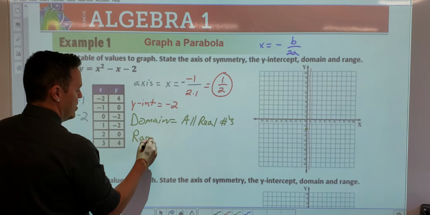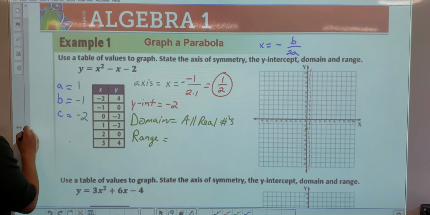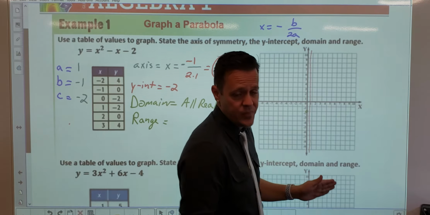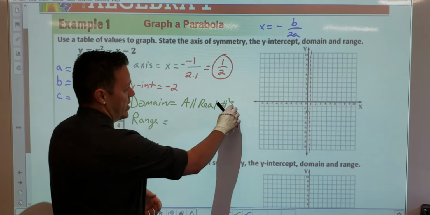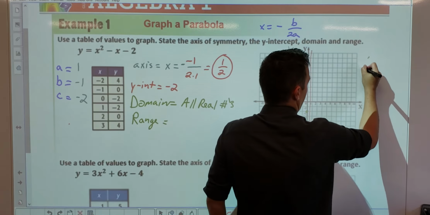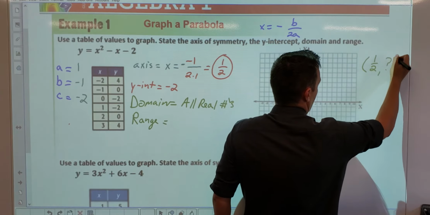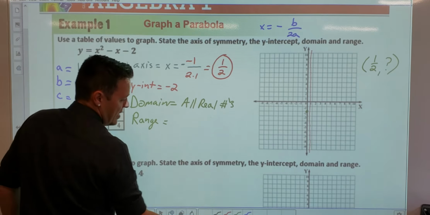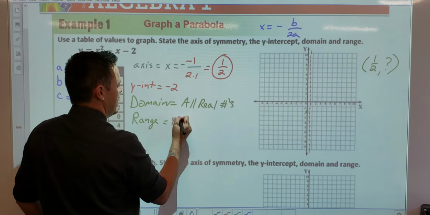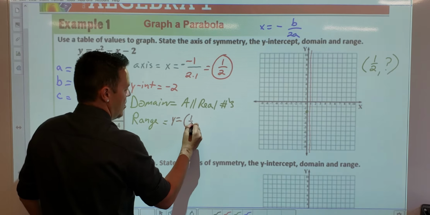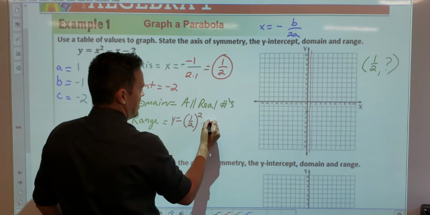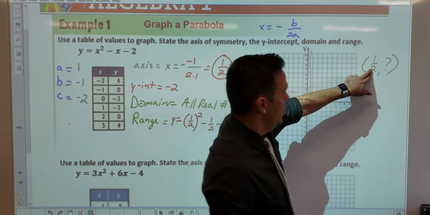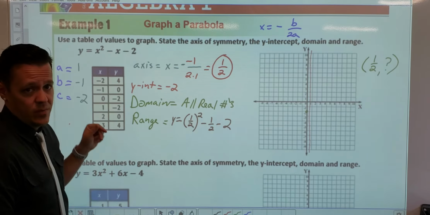The range, however, is vertically speaking, okay? So here's the problem we have. We know the vertex is somewhere on this line. The x value, going over, is going to be 1/2, but we don't know what y is. So what you're going to do is put this back into the original equation. It's going to be y equals 1/2 squared, minus 1/2, and then minus 2, right? I just took what we learned, 1/2, and plugged it into this value. That's all I've done.